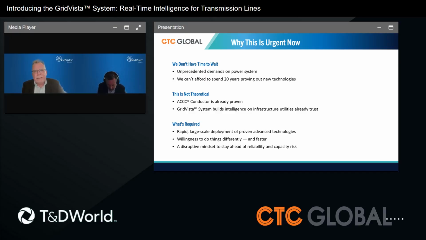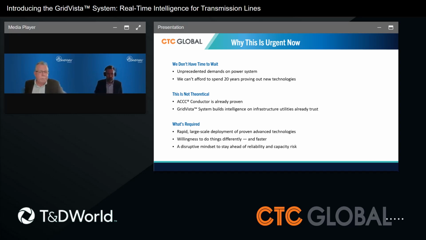We need to do things differently today, and we need to take full advantage of technologies that have been proven, like ACCC. There's thousands of applications out there, and the technology is proven. There's no other way to say it. It works. There's lower losses, higher capacity, more resilience, and now we've added the fiber optics and the GridVista system, with Tapestry and Google, to help us get intelligence out of this system.